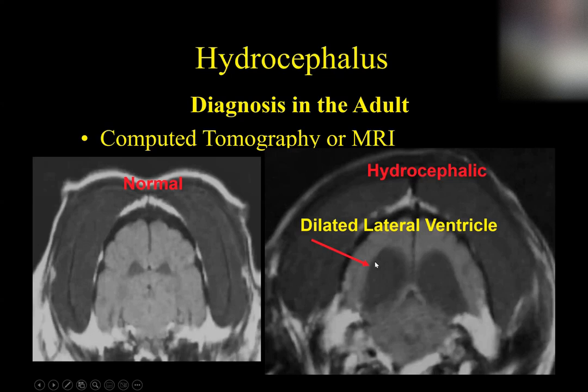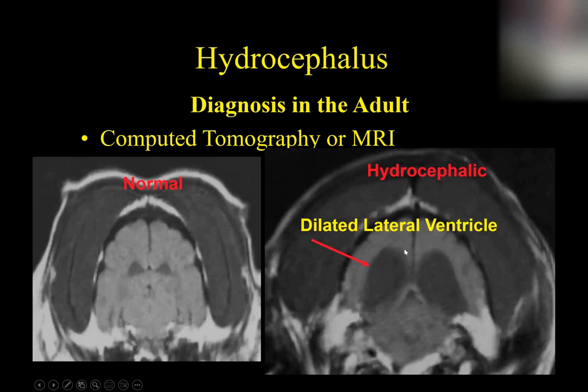Okay, so this is a dog with hydrocephalus. This little area right in here is part of the third ventricle, which is kind of coming right out at you from the screen. Over here, this is the lateral third ventricle in a normal dog. So even that third ventricle is dilated.